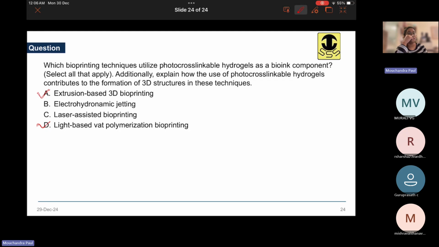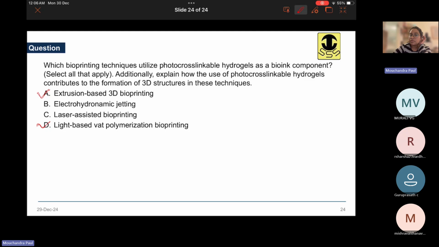You understood? Okay, ma'am. If the reaction starts in the ribbon itself, then the droplets won't form. It will stick to the ribbon. And for electrohydrodynamic jetting, you can use photocross-linkable materials, but again, they have to respond well in the presence of an electric field. If they don't, then you can't use it. The necessity is again not there.